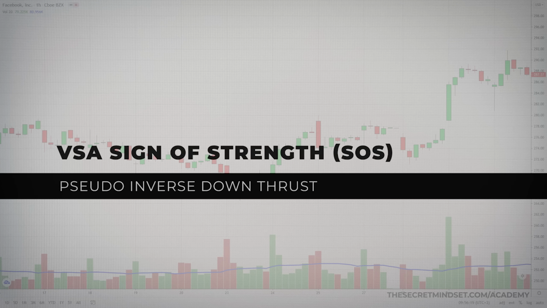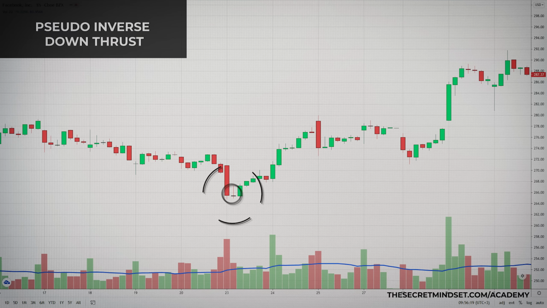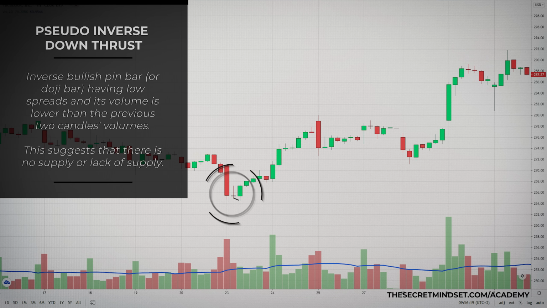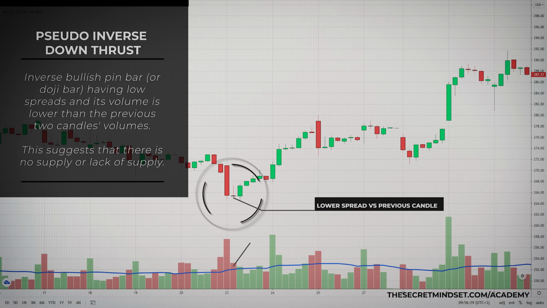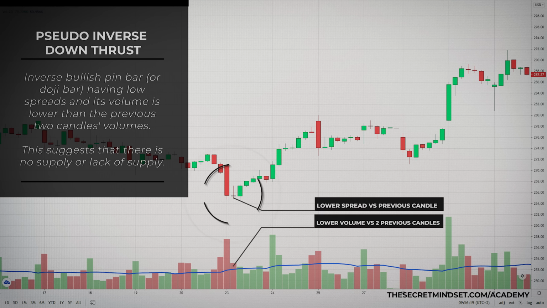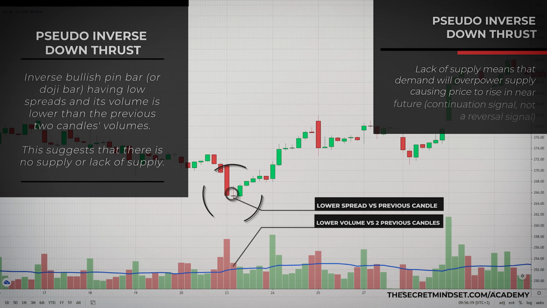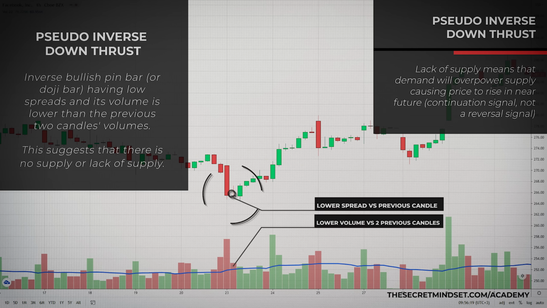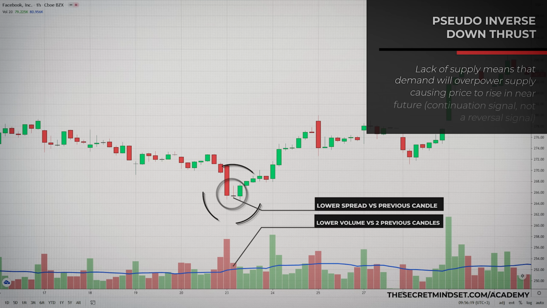Number 7. Pseudo inverse down thrust. The pseudo inverse down thrust is an inverse bullish pin bar or doji bar having low spreads, and its volume is lower than the previous two candles' volumes. This suggests there is no supply or lack of supply. Lack of supply means that demand will overpower supply, causing price to rise in the near future. Again, pseudo inverse down thrust is a continuation signal and not a reversal signal. It's effective only if it appears after bullish momentum or appears after a sign of strength in the direction of the trend.